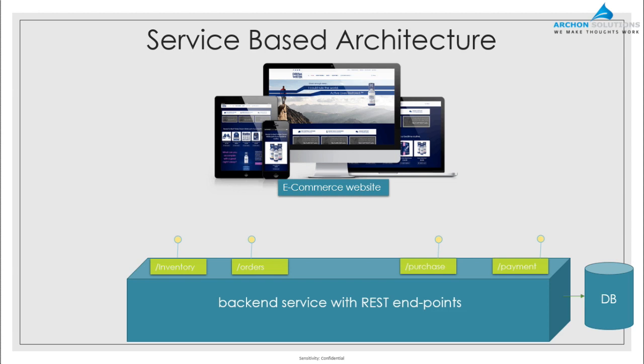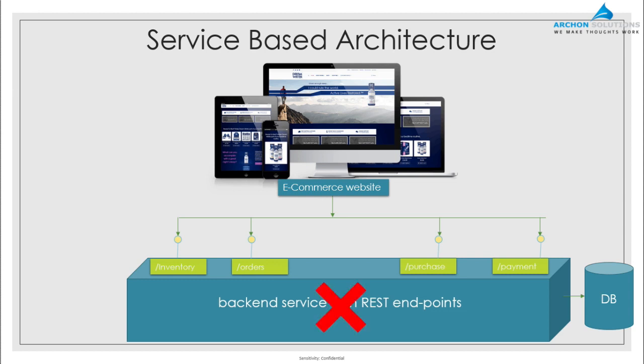Now, if the e-commerce website in our example wants to take an order from a customer, all they need to do is make a call to the orders module. If they want to get the list of inventory in their store, they make a call to the inventory module. If they want to have a purchase order, they go to the purchase module, and if they want to make a payment, they go to the payments module. This way, there's a clear demarcation of which module is doing what. And all these individual modules are exposing their services through one or more endpoints. In this example, to keep it simple, I have just shown one endpoint, but it can be one or more.